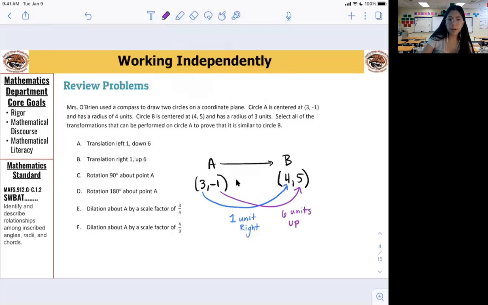That's one way to think about it. Another way that you can do that mathematically is just to find the rise and find the run, because that's what rise and run is. The rise is how far up you go. The run is how far to the right or left you go. So if you subtract, you can also get the same answers. 5 minus negative 1 gives you 6. 4 minus 3 gives you 1. So 2 different ways to think about it. So between A and B, it's B.